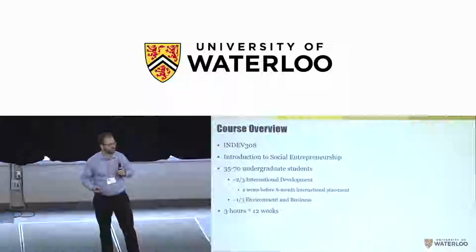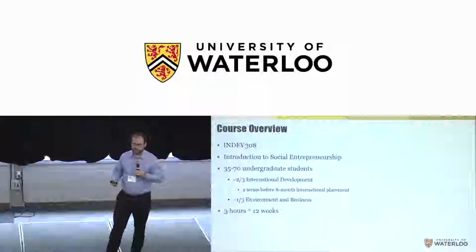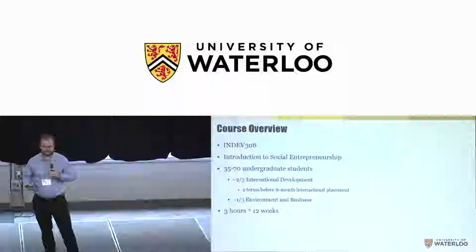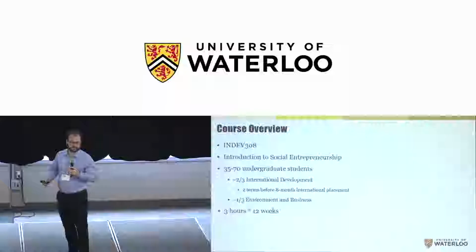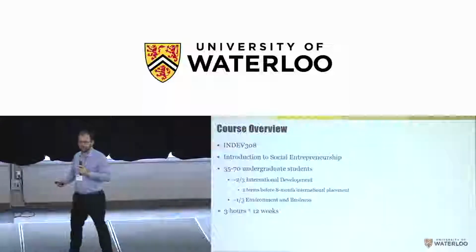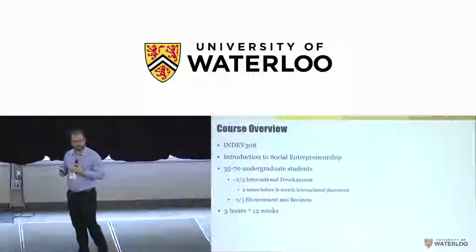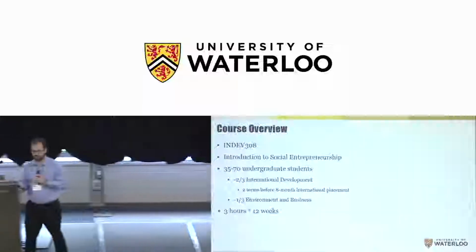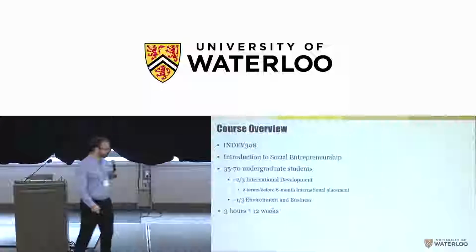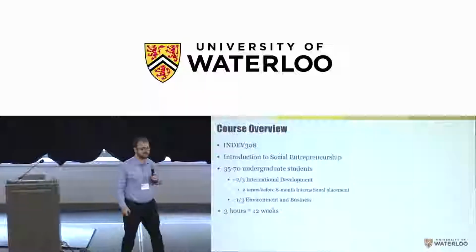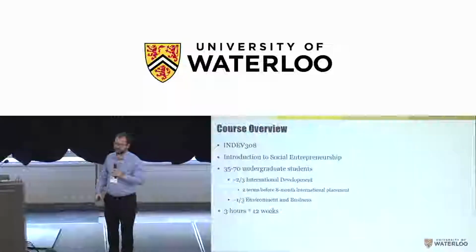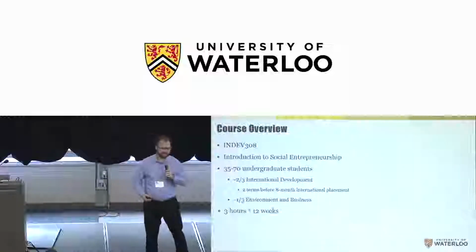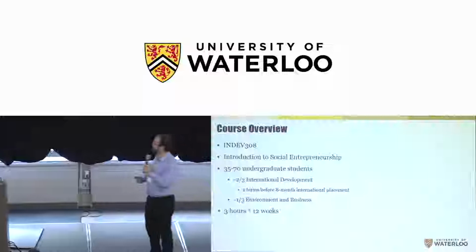For some context about what this looks like in the classroom, the lowest number of students I've had has been, I think, 38 or 39. The highest number of students I've had is about 70. That's really the range we're usually doing in that class, somewhere around 50 students, plus or minus. But two-thirds of my students are international development students. So this is a core course for our international development program.